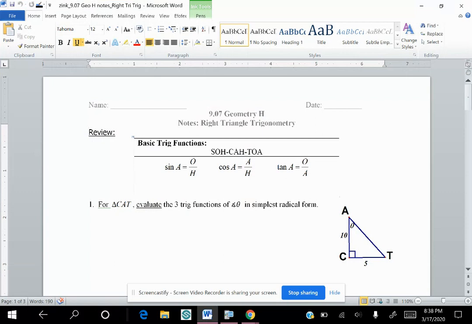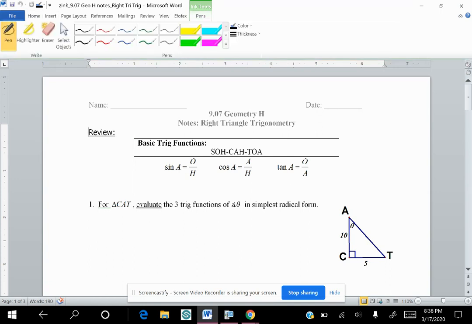SOHCAHTOA is just a way to remember the ratios for a right triangle that we can do. The basic trig functions are sine, cosine, and tangent. Sometimes instead of writing it like this, we'll write it like this, because what it means is sine is opposite over hypotenuse, cosine is adjacent over hypotenuse, and tangent is opposite over adjacent. Now, what does that all mean?